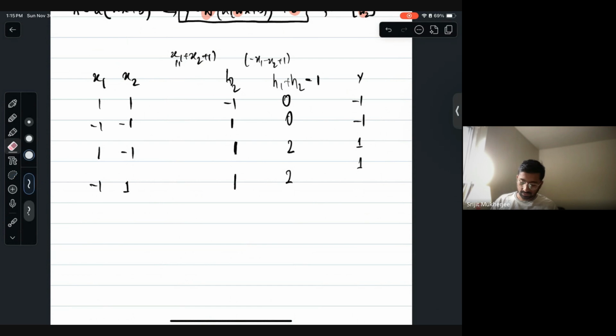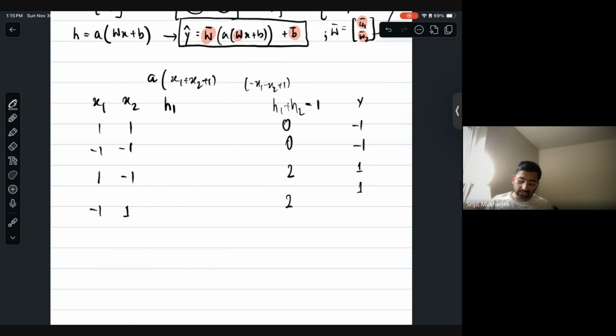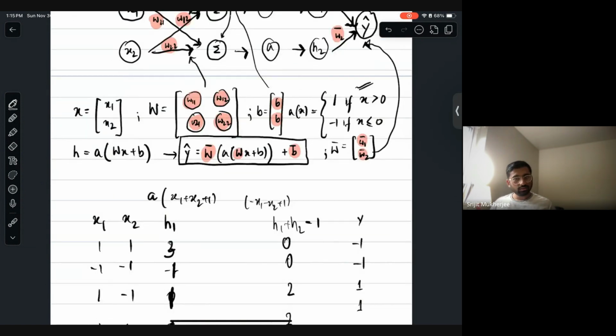So let's see. I'm wrapping it up so that, let's define H1 as this. The activation of x1 plus x2 plus 1. So the weights here are 1 into x1 plus 1 into x2, and the bias is 1. Let's see first: the output is 2, minus 2, 0 and 0, plus 1. So 3, minus 1, 1 and 1. And there's the activation function, which is: if greater than 0, then 1. If less than 0, then minus 1.